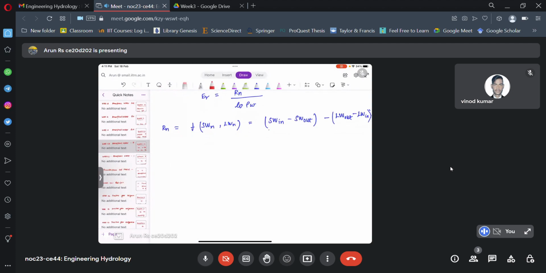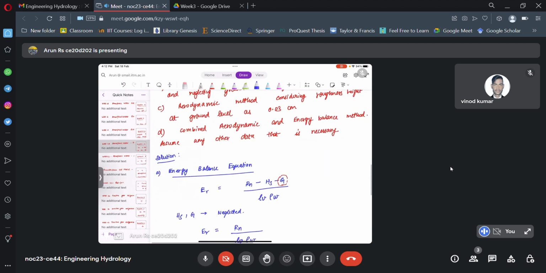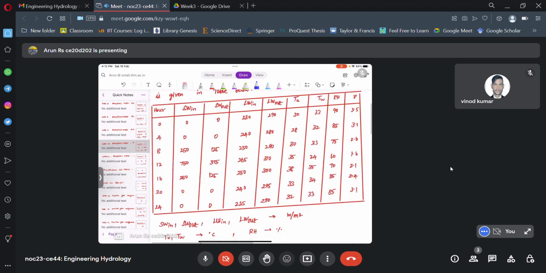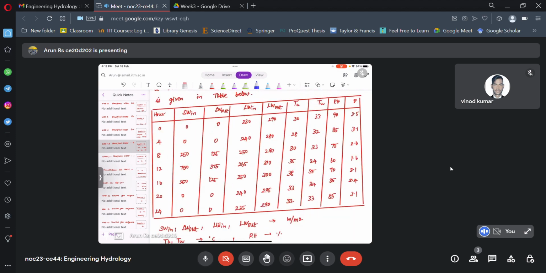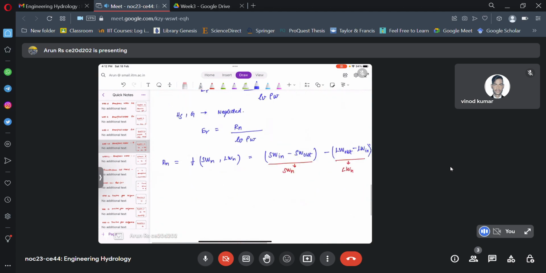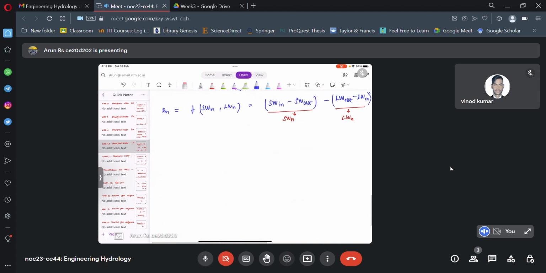So this term is your SWN and this term is your LWN. Now if you see the table, we'll be making use of SW in, SW out, LW in, LW out for different durations. So we'll calculate, I'm going to calculate this particular table.